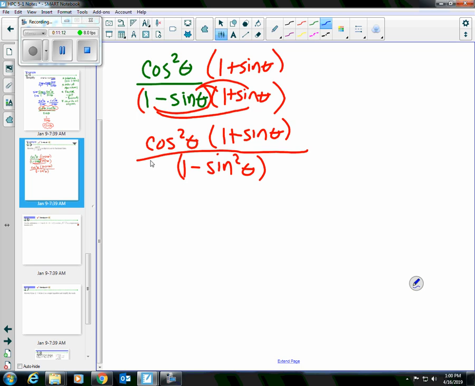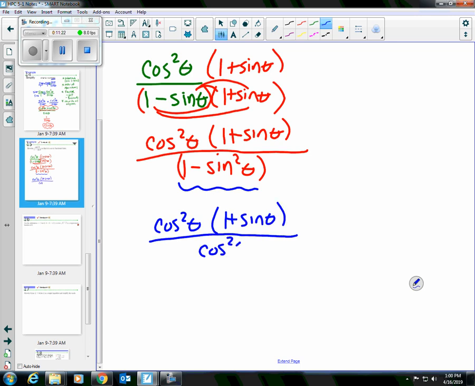Now, look on your pink sheet. What's 1 minus sine squared? Well, that's cosine squared. So you have cosine squared in the top times 1 plus sine of theta, and then we can make that substitution. Well, cool. If we make that substitution, watch what happens. I can reduce that fraction. These are multiplied, right? They're factored. So I can divide out my common factors, and you're left with 1 plus sine of theta.